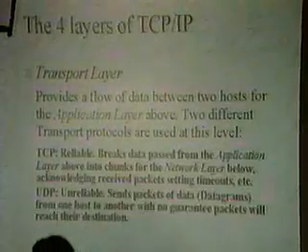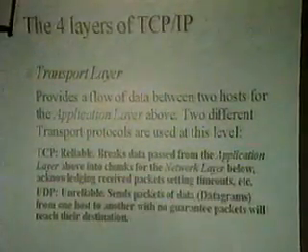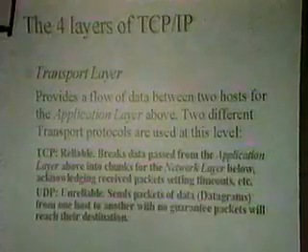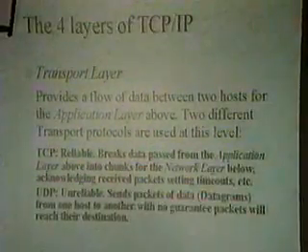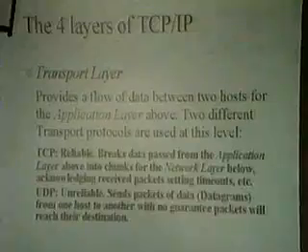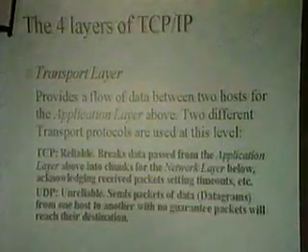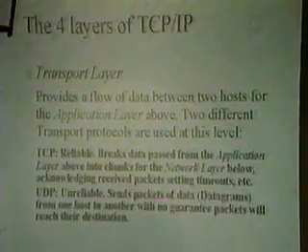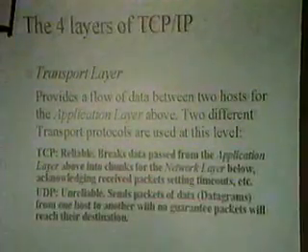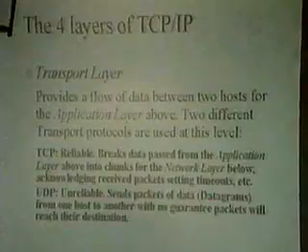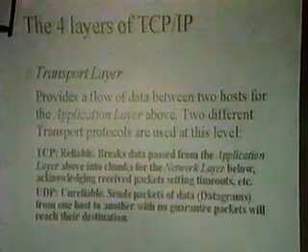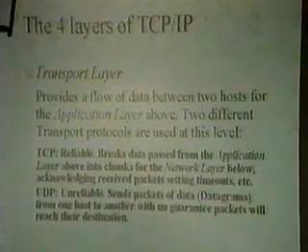TCP, it's an extremely reliable protocol. It breaks data passed from the application layer above into chunks for the network layer below. It acknowledges every packet that it receives, sets timeouts, and a couple more things which I'll go into in a few more minutes. It's considered to be very reliable, actually establishing a connection with the machine on the other end of the network. The other protocol used at this level is UDP.